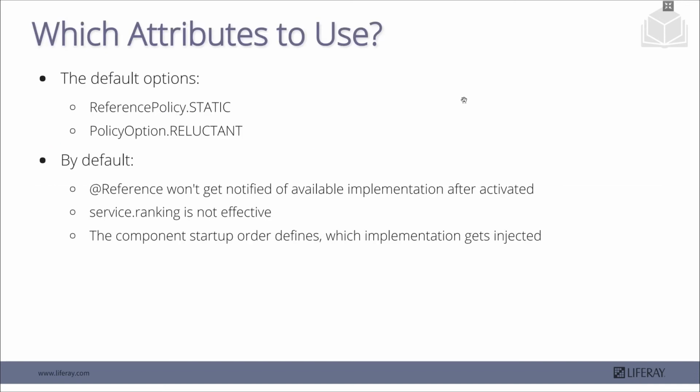So let's talk about the defaults first. By default, the reference policy is static. The policy option is reluctant. So this whole idea is when a new implementation comes up, if I already have one, I do nothing with the new one. Right? Doesn't matter. As soon as I get one, I'm done. Doesn't matter if a new one comes up. So by default, the @reference annotation is not going to let us know if any new implementations come up, doesn't matter.